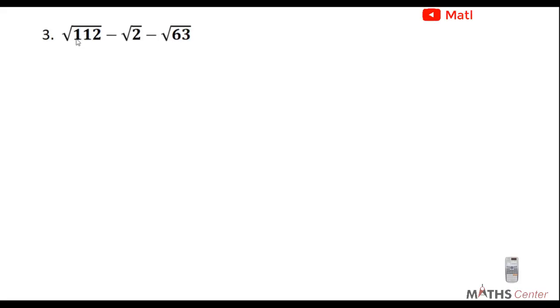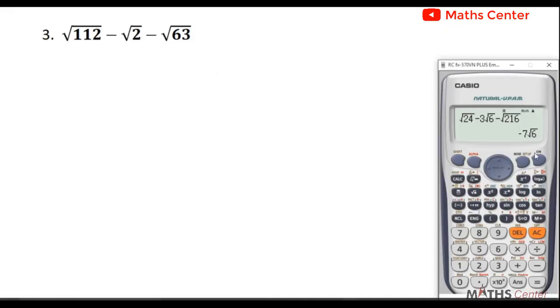We have square root of 112 minus square root of 2 minus square root of 63. So you reduce this to its basic form. This is already in its basic form. You can't reduce it any further, so you leave it. Then you reduce this one also to its basic form. So let's begin with the first one.